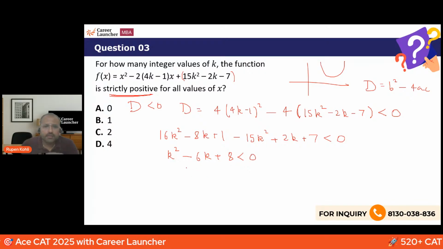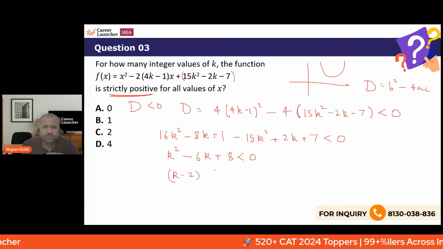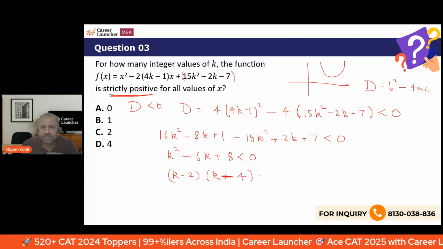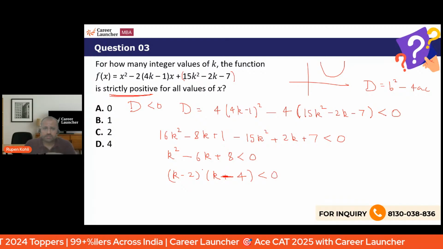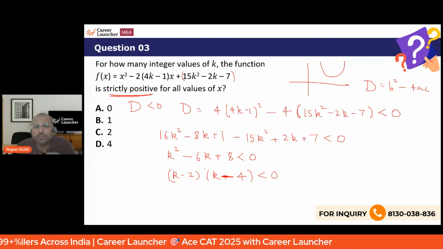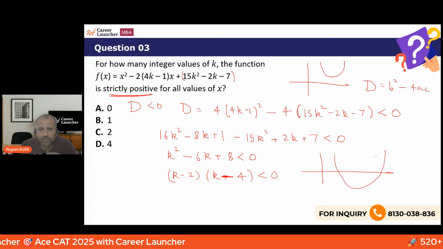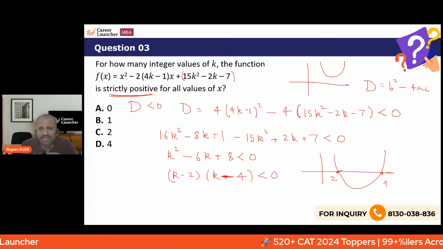Right? So I think this has a very easy factorization. K minus 2 into k minus 4, right? 8 is 2 into 4 and 2 plus 4 is 6. So k minus 2, k minus 4 is less than 0. So now this quadratic inequality, k minus 2, k minus 4, looks like this. It has roots 2 and 4. So it is negative between 2 and 4. So this is the solution range.